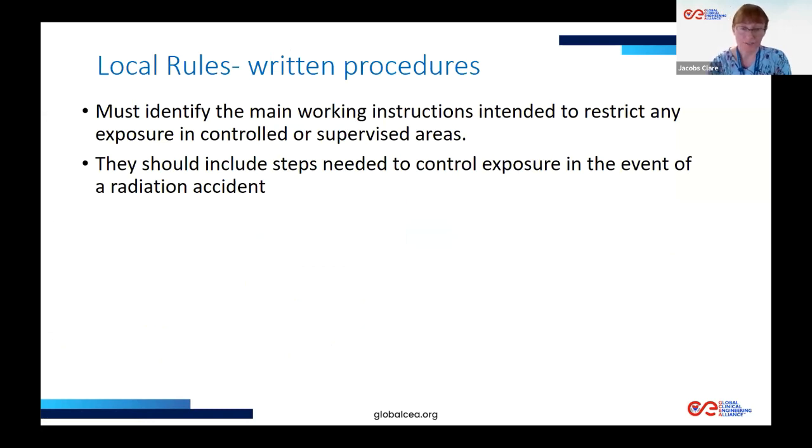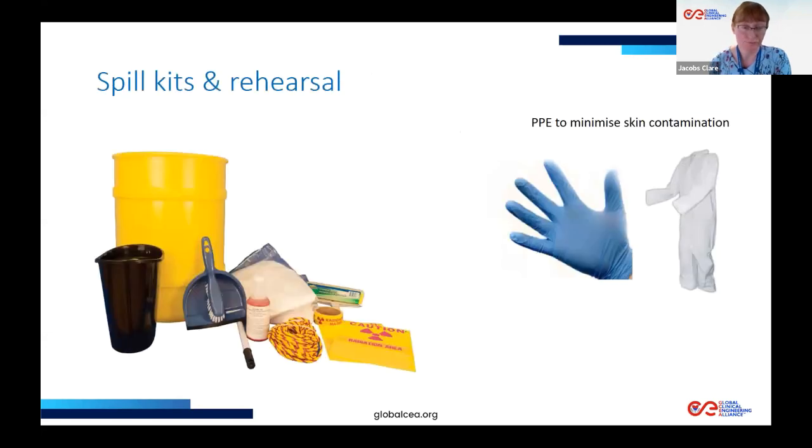In the UK, we have to have things called local rules, which are written procedures identifying the main working instructions intended to restrict any exposure in controlled and supervised areas. So they should include steps needed to control the exposure in the event of a radiation accident. And the most likely accident is a spillage of radioactive material.